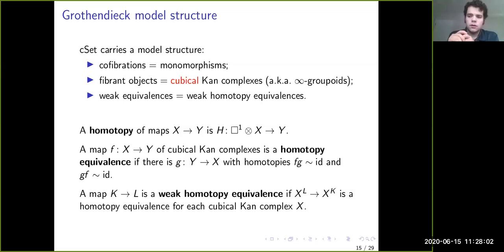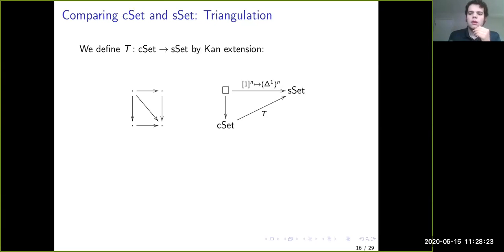And then we can define weak homotopy equivalences by taking some kind of cubical mapping spaces. So an arbitrary map between cubical sets would be a weak homotopy equivalence if it induces homotopy equivalences on mapping spaces into cubical complexes. All right, so this Grothendieck model structure on cubical sets certainly resembles the structure on simplicial sets in a lot of ways.